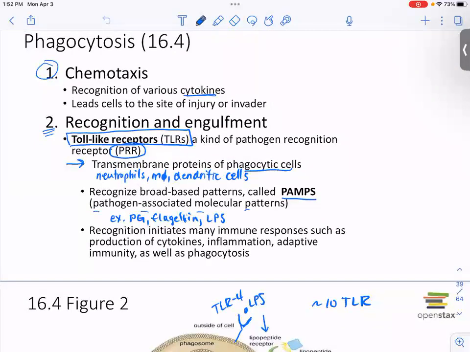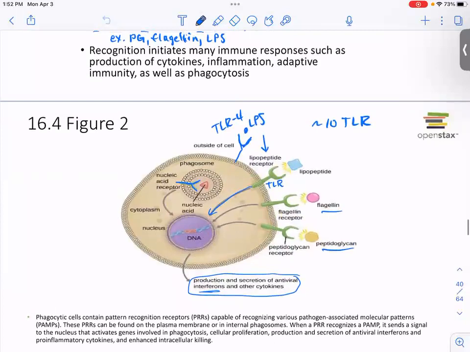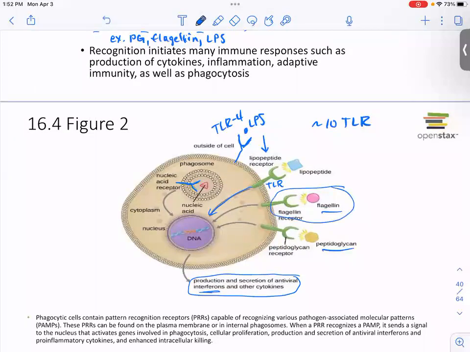That's something that we find on the outer membrane of gram-negative cells, right? We have toll-like receptors that recognize peptidoglycan or flagellin. These are things that we never have on our cells, but it's not terribly specific. There's only like 10 different patterns that we've discovered so far that are recognized. Once a part of a pathogen is recognized with a toll-like receptor, that sends signals to the cell that yes, this is something that should be phagocytized.